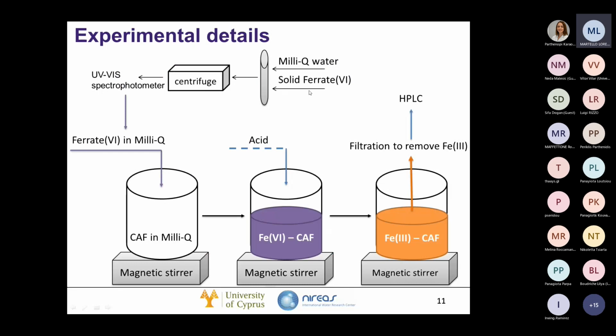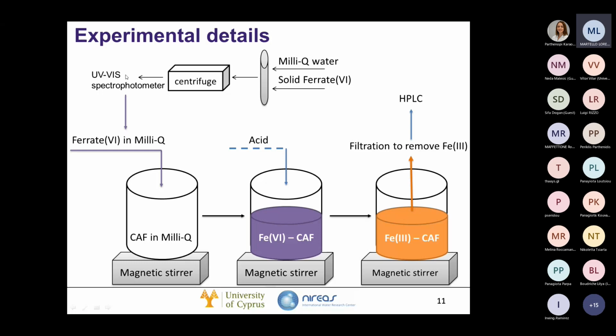We produce iron 6 in the lab using a wet chemical oxidation method, which I'm not going to talk a lot about, because there was nothing innovative here. It's simple oxidation of iron 3 to iron 6 using another oxidant. So this iron 6 powder was added in milky water. Then we centrifuged to remove some iron 3 impurities.